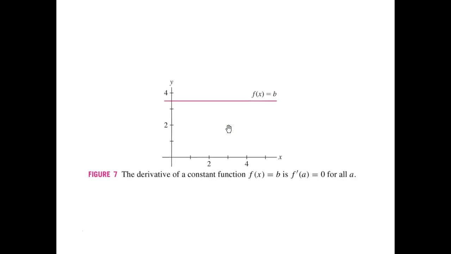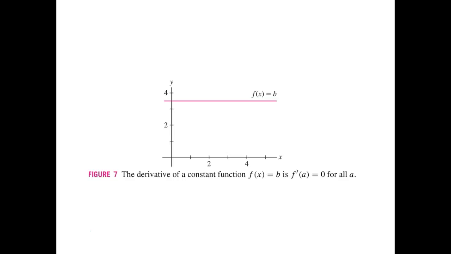The derivative of a constant function, f of x equals b, where the slope is 0 now, looks like that. b is about 3.5, whatever it happens to be. The derivative of that constant function, f prime of a, is equal to 0. Well, what's the slope of a constant function? 0. So yeah, we just did it by the last one. So that also is 0.